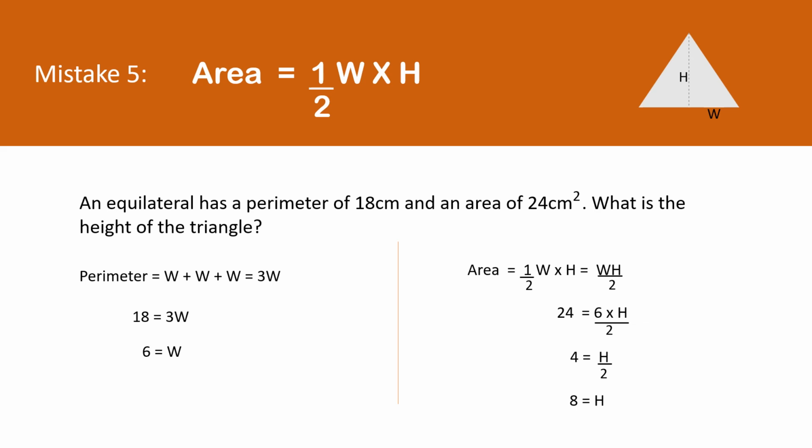The question stated that the area of the triangle equals 24 centimeters square. This means 24 equals 6 times h divided by 2. To find the value of h, I need to use the inverse of multiplication first. So I need to divide both sides by 6. This leaves me with h divided by 2 equals 4. Then I need to use the inverse of division. So I need to times both sides by 2. This means h equals 8 centimeters.